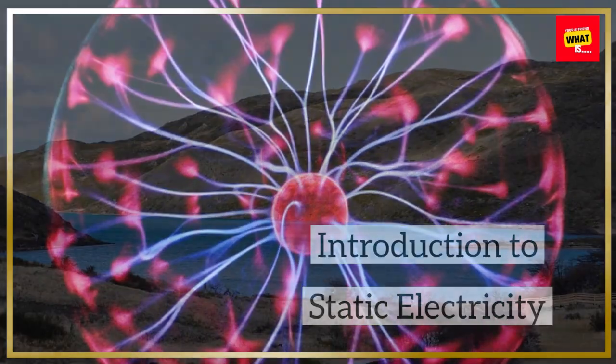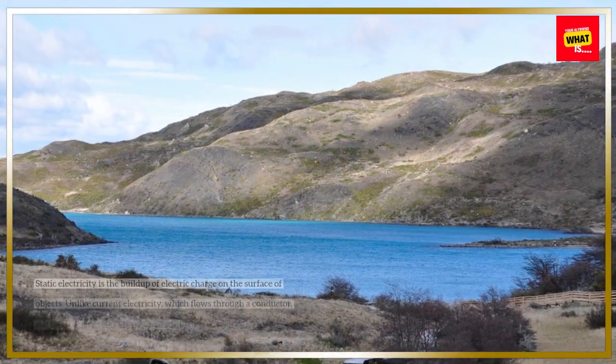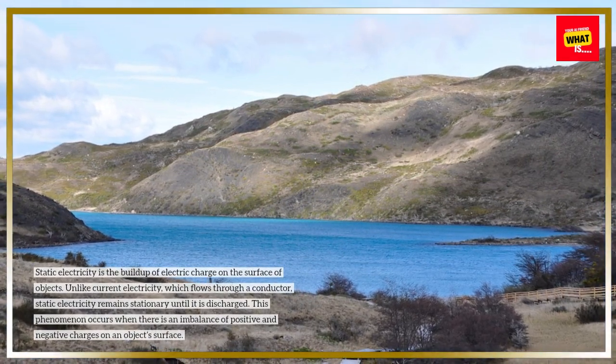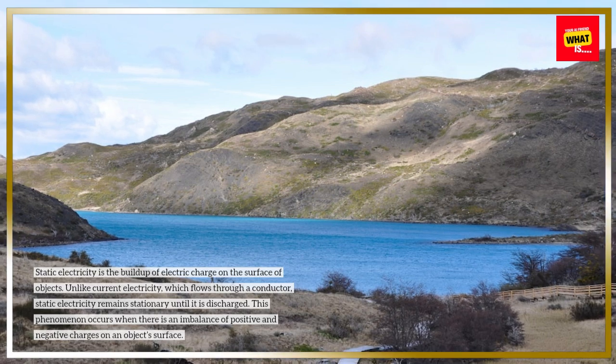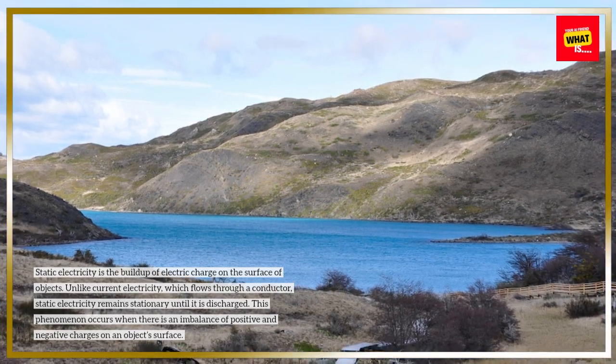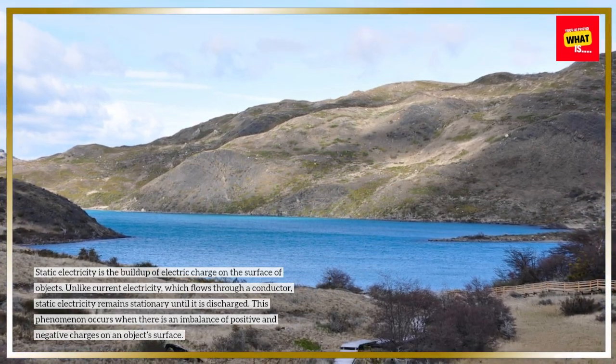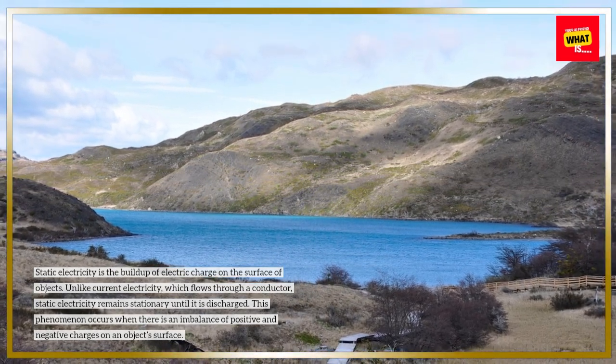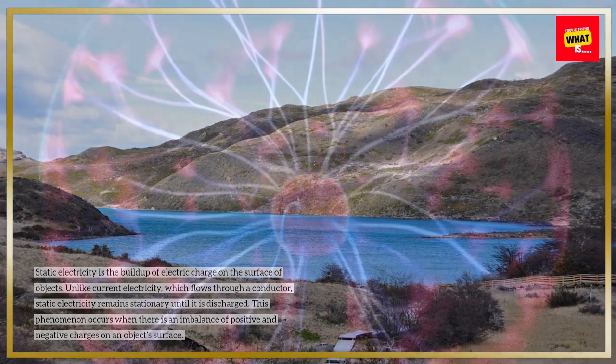Introduction to static electricity. Static electricity is the buildup of electric charge on the surface of objects. Unlike current electricity, which flows through a conductor, static electricity remains stationary until it is discharged. This phenomenon occurs when there is an imbalance of positive and negative charges on an object's surface.